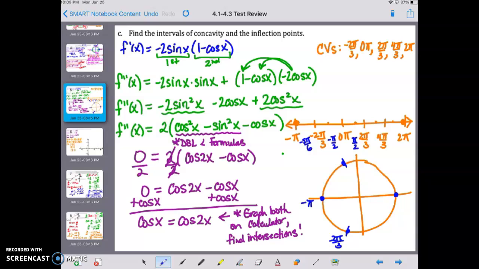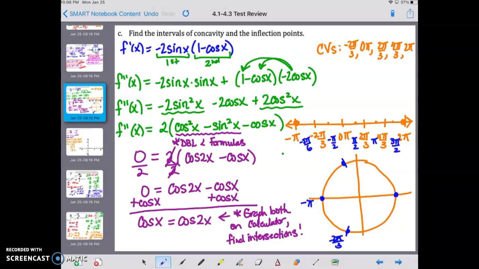And then I need something between 2 pi over 3 and 4 pi over 3, which, keep in mind, 4 pi over 3 was the exact same location as my negative 2 pi over 3, right? So something in between those values would be pi. And then I need something between 4 pi over 3 and 2 pi. So how about 3 pi over 2? Okay, so now I've created some test values here.